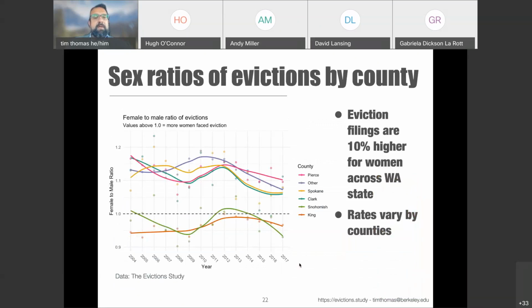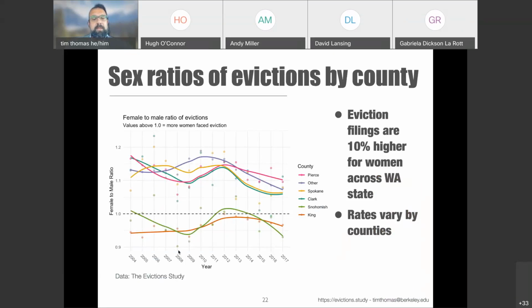So what do we find in Washington State? We see that this is basically an odds ratio of the gender of folks who faced eviction by county. Anything that's above this 1 means that more females were being evicted, or female-headed households were facing eviction.